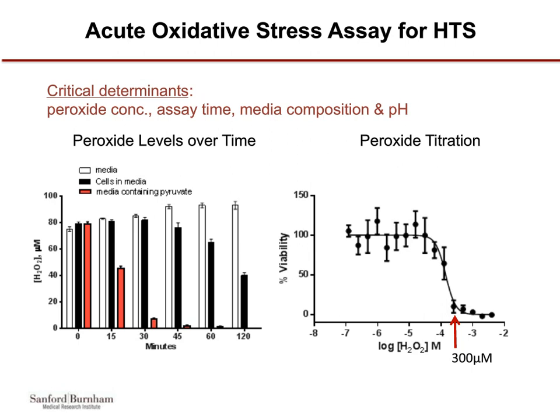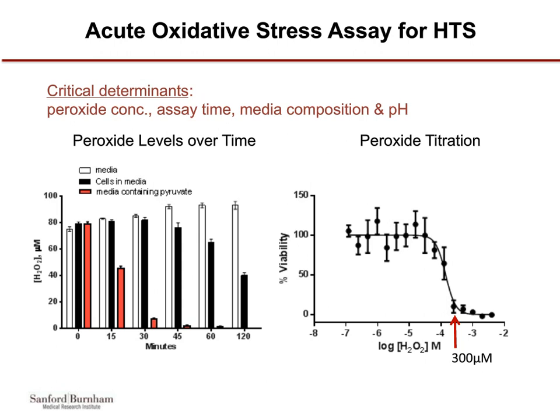After about 45 minutes, the peroxide levels will decrease. If there's any pyruvate in the media, pyruvate is a scavenger of peroxide, and so in the red bars you see, if that's the case, the peroxide levels decrease quite rapidly. So we've had to balance all of these issues because the stem cell cardiomyocytes do rely on a pyruvate-containing media. The peroxide concentration, the assay time, the media composition, and pH were all very critical to making the primary assay conducive for screening.